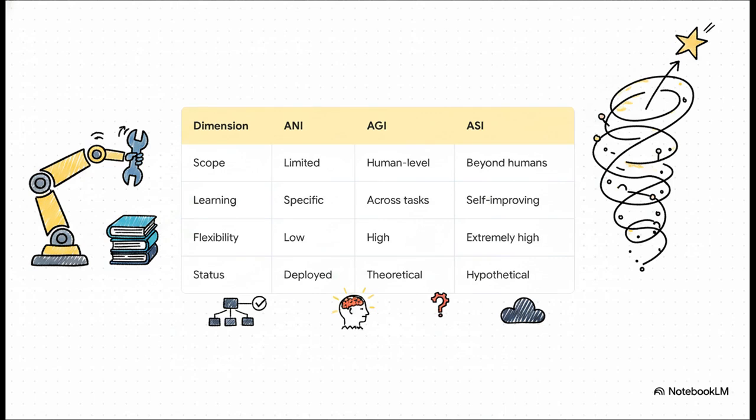When we compare these three levels conceptually, the leap in flexibility is just staggering. Narrow AI is highly limited, right? It absolutely requires task-specific training to function. General AI scales up to human-level flexibility, learning naturally across totally different tasks, just like we do. And superintelligence? It operates with extremely high flexibility, continually self-improving far beyond our biological limits. But the crucial reality check we always need to keep in mind is their current status. ANI is widely deployed right now, AGI remains theoretical, and ASI is still fully 100% hypothetical.